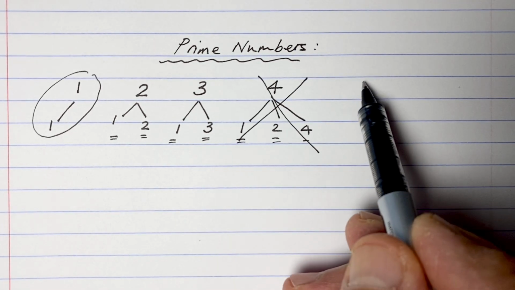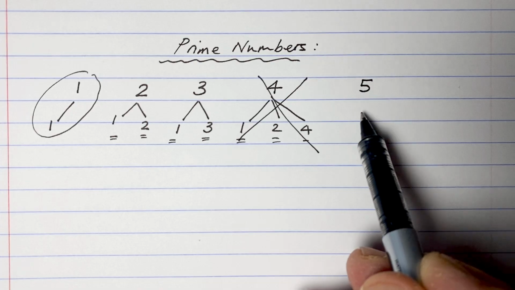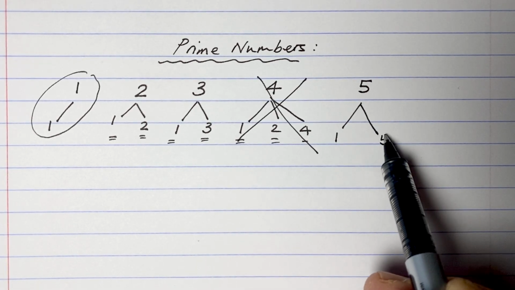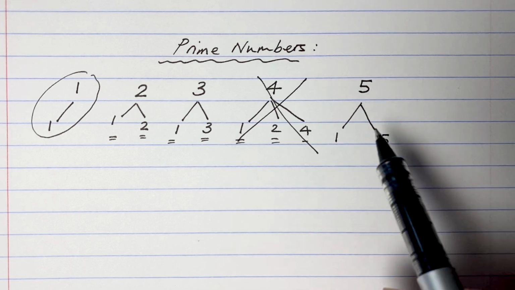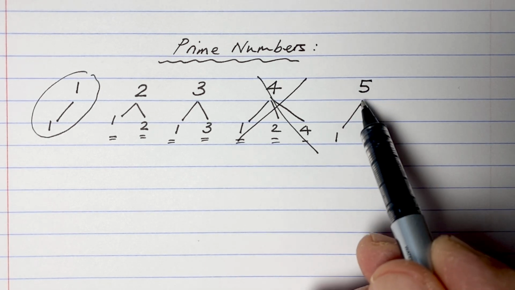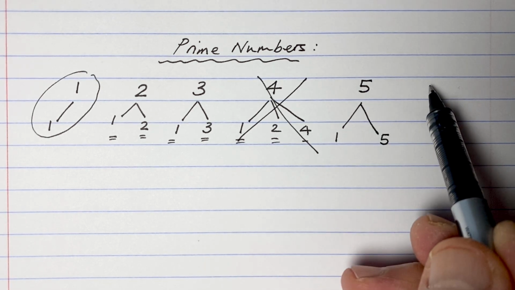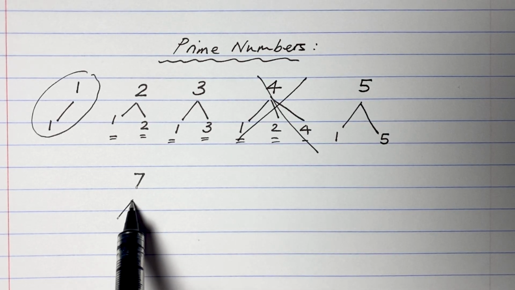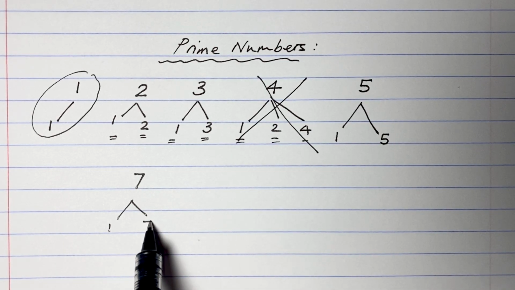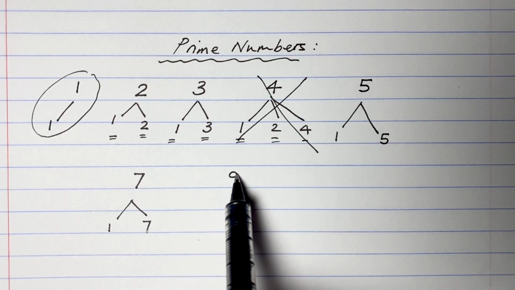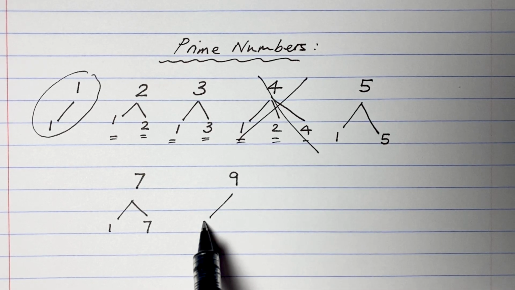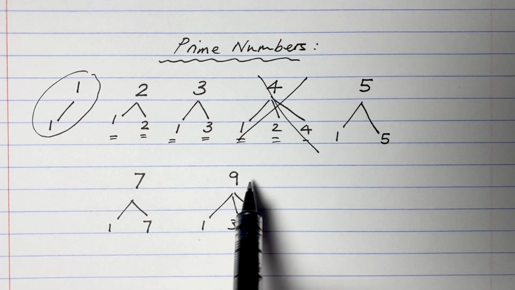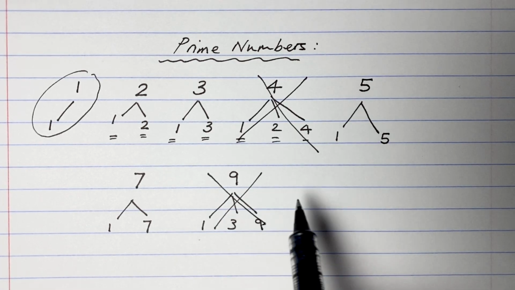So the next one is 5. Except for 1 and 5, there are no numbers that would fit in 5. So 5 can be divided by 1 and itself. Next one, 7. 1 and 7. 9 is not a prime number because 1, 3, and 9 go into it. So that is not a prime number.